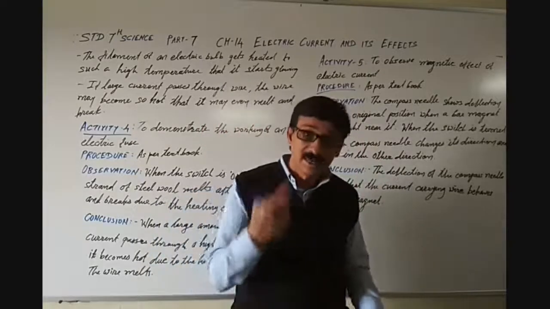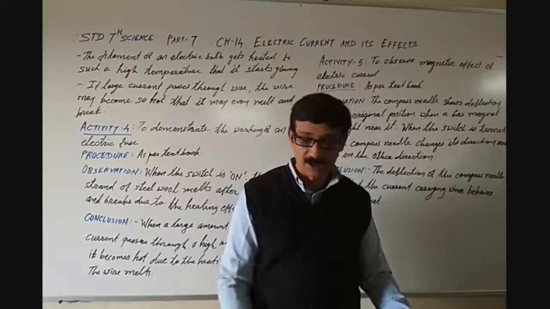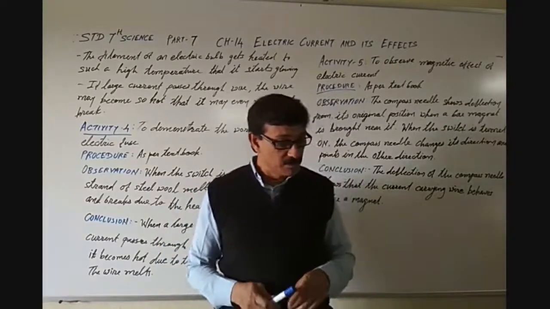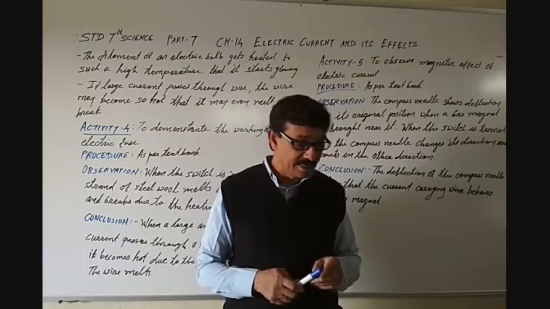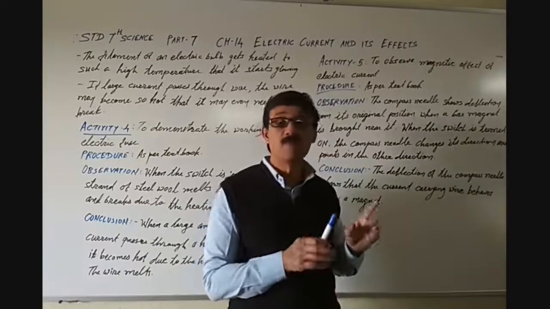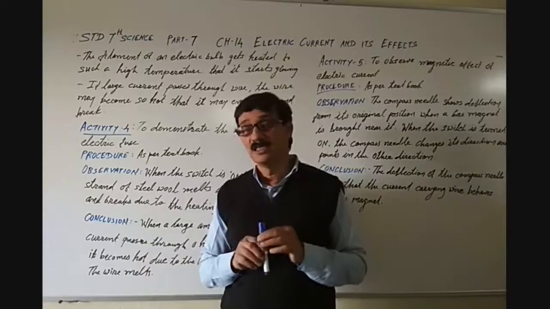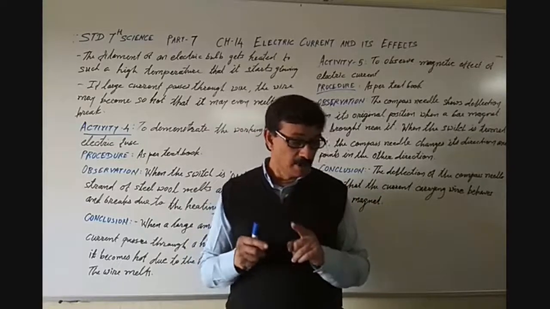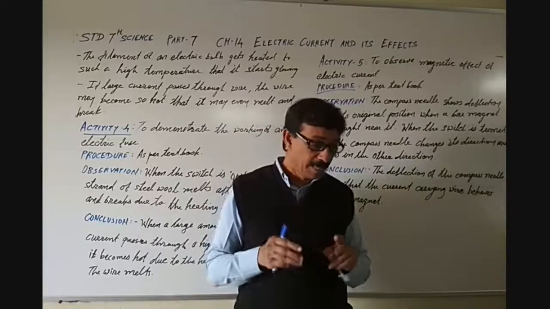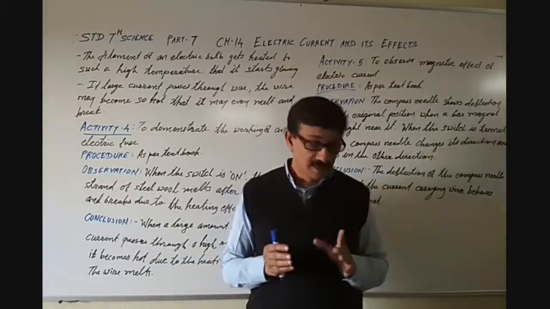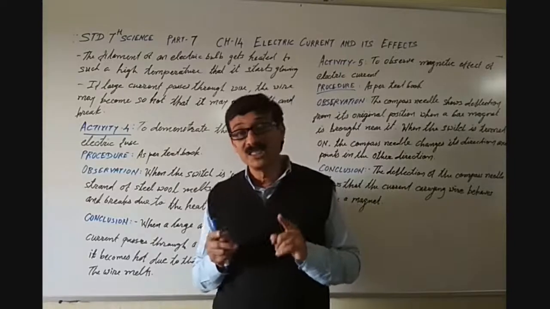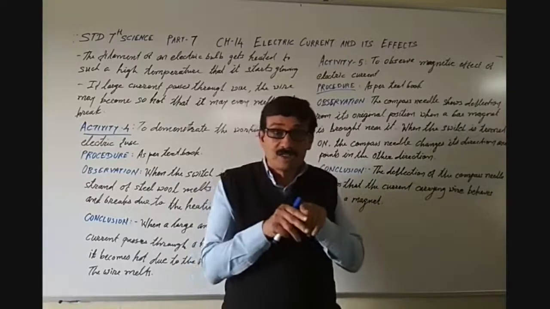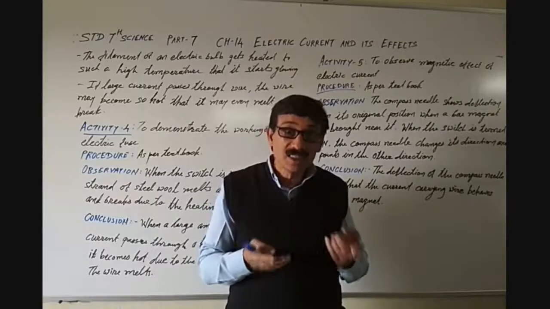And then let's discuss the next box available there. One reason for excessive current in an electric circuit is the direct touching of wires. See, this is generally the main reason. Now how do the wires get into direct touch? How does it happen?